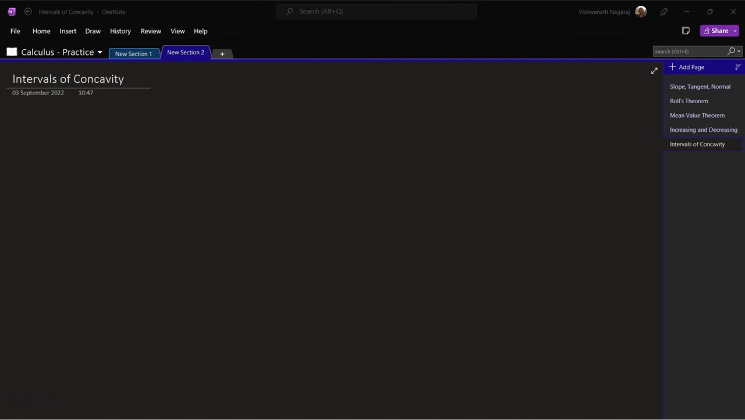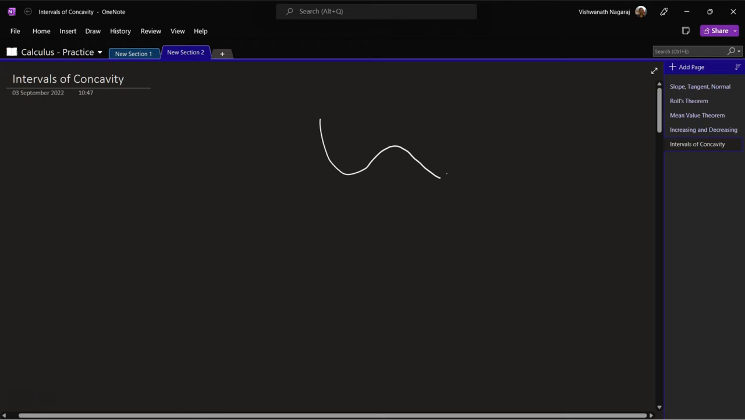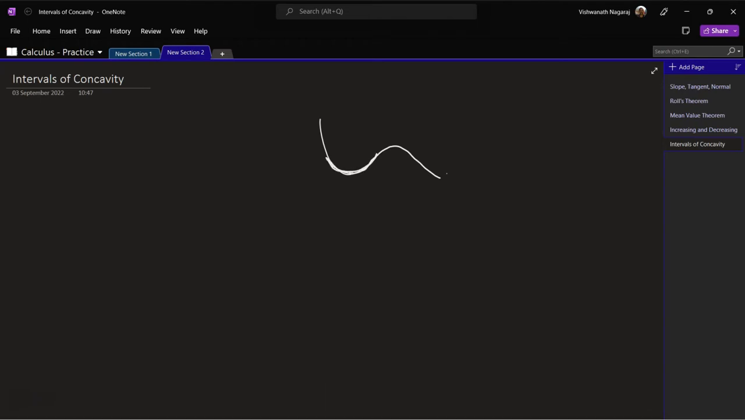Let's look at intervals of concavity. Let's say a graph is like this. So here if you notice, it is concave up. Here the curve is concave down. Similarly, you might have something like this. Then you have concave up, concave down, concave up.